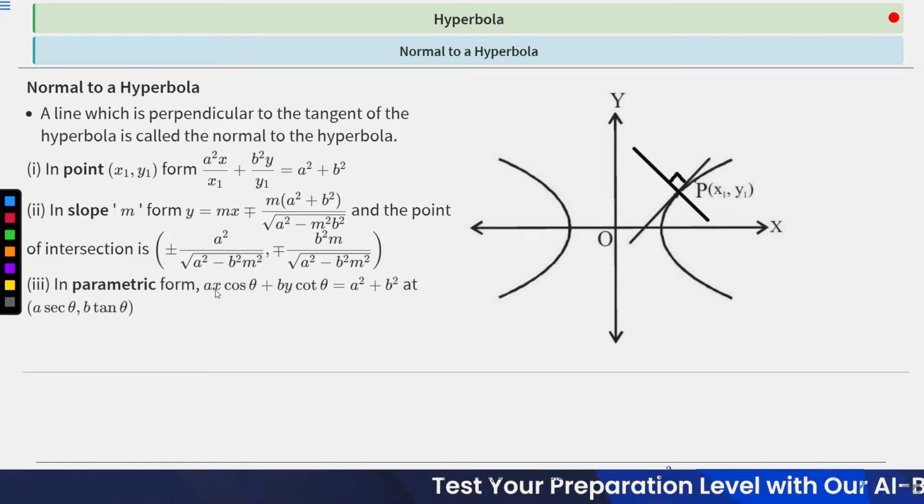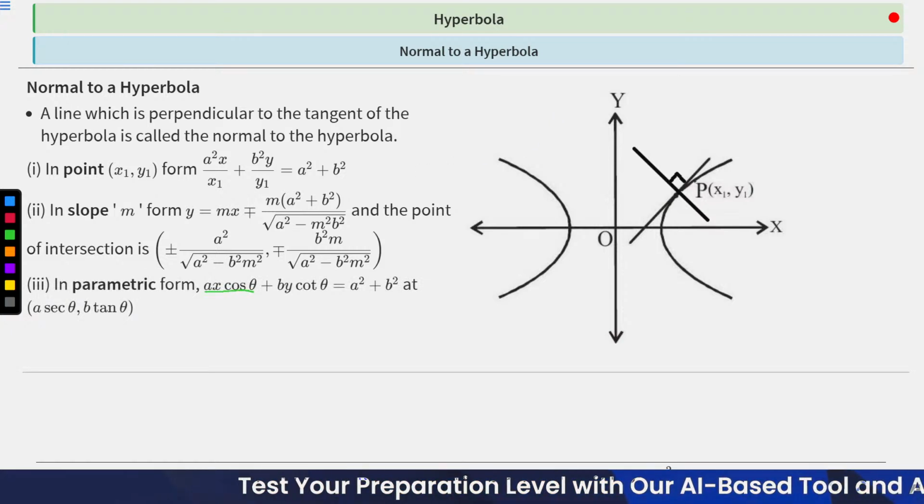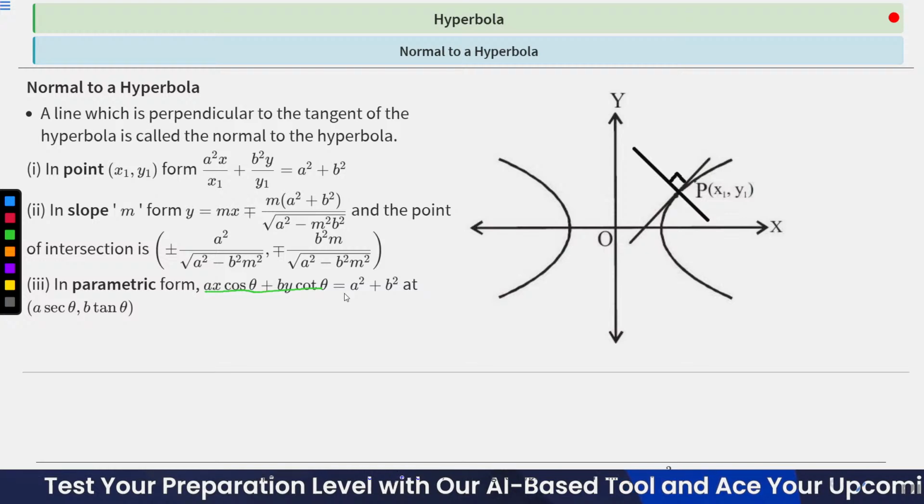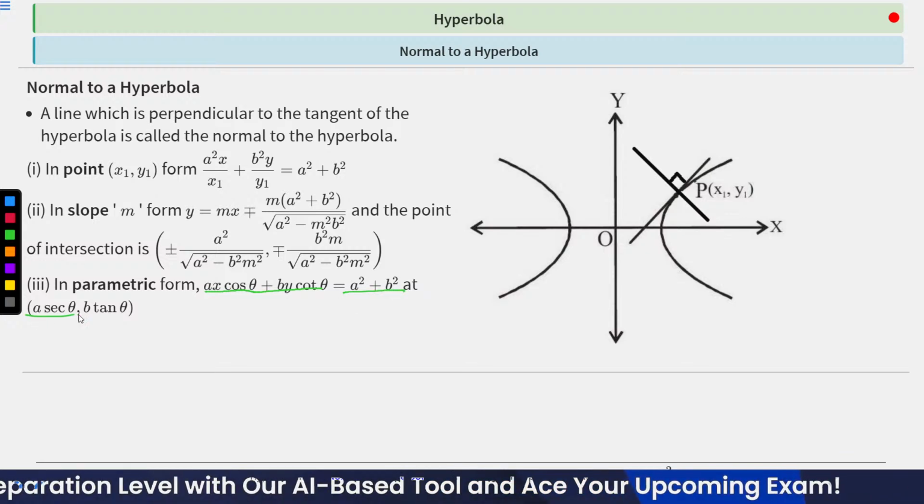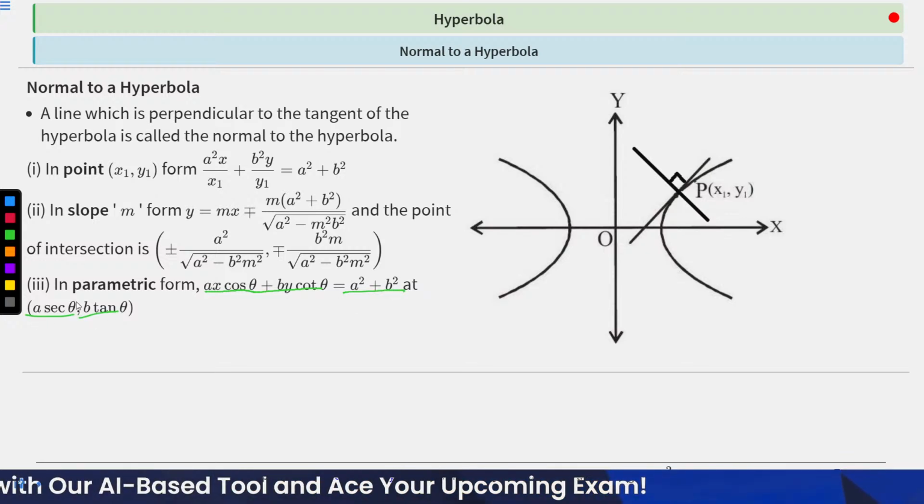In parametric form, ax cos theta plus by cot theta is equal to a squared plus b squared, at a sec theta plus b tan theta.